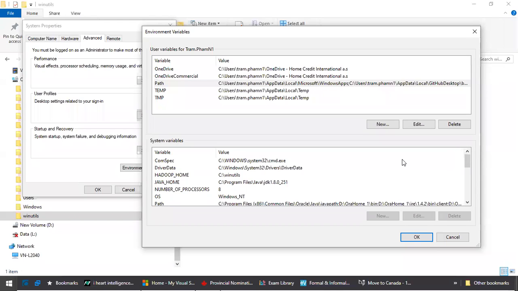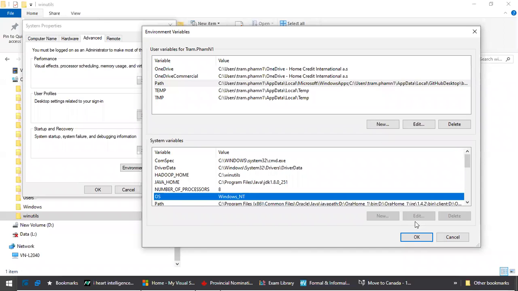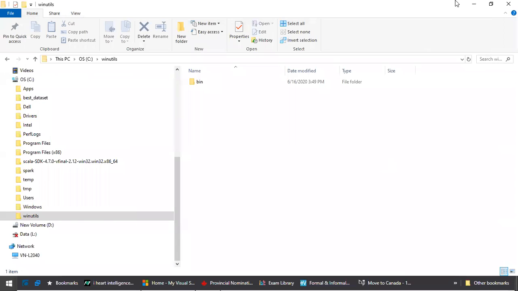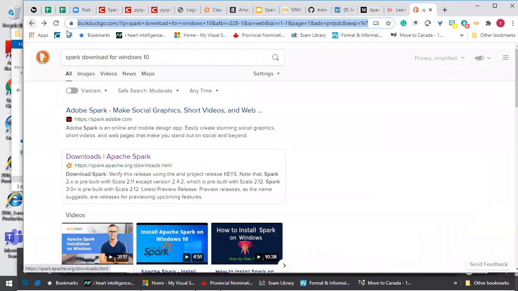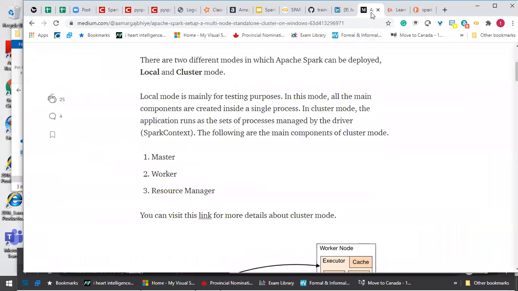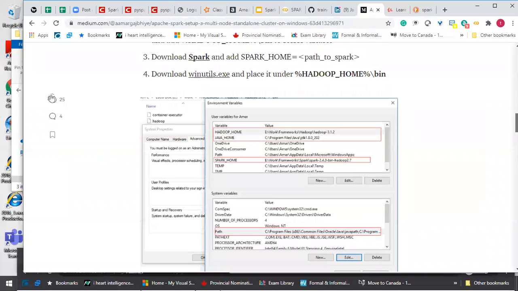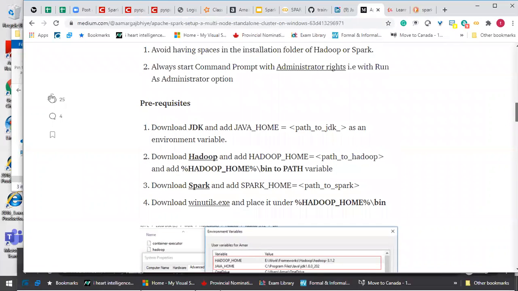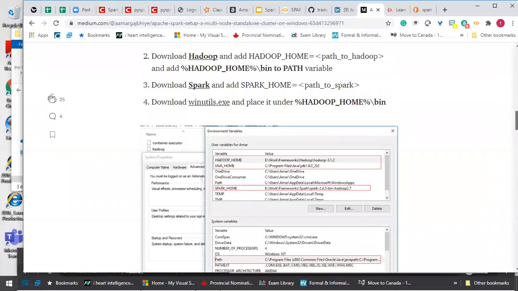Yes. And there's one more step. Let me see, I forgot this one. Oh, I cannot edit. Okay, let me see if the guide, we can see it. Oh, okay, yes. Basically, if you reach this step, then all other guides will be the same. So, set Java home, Hadoop home, Spark home, and download WinUtils and place it under here. So if you reach this step, everything will be easy.